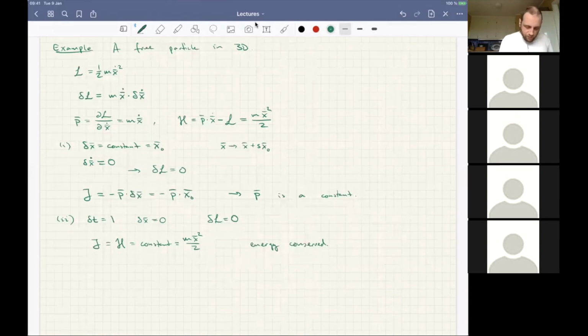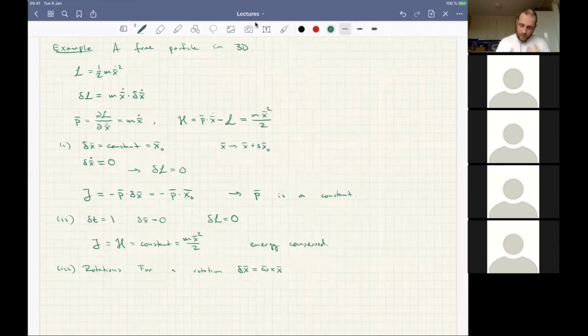And we can take a non-trivial example. Let's take rotations. Now this system is going to be invariant under rotations as well. So for a rotation, we're going to have that delta X is given by omega cross product with X, where omega is the axis of rotation.